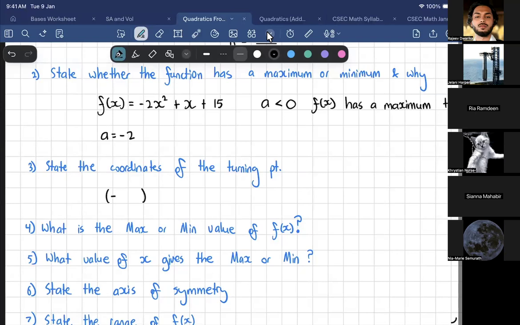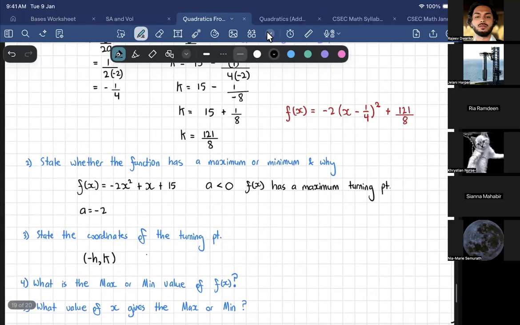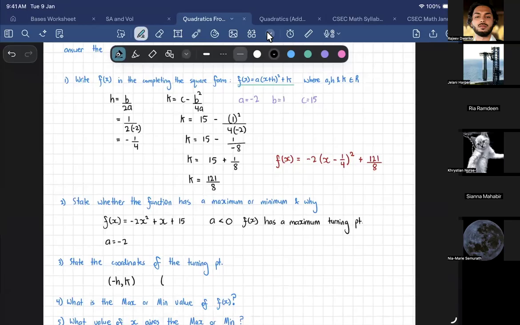What we're really looking for is minus H comma K. This tells us the turning point. That tells us the maximum or the minimum. Okay, so tell me, what is H in this question? What do we find H to be? H would be minus 1/4, but I had 0.25. That's not a problem. So it'll be minus a quarter, then comma K. What is K? I had about 15.125, but I think it'll be 15 and 1 over 8. Yeah. 121 over 8.